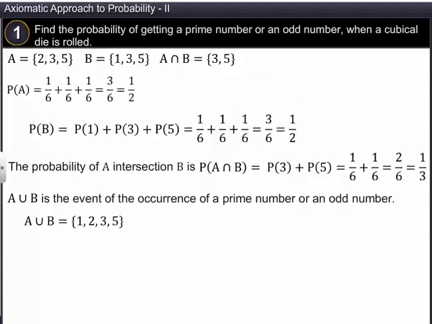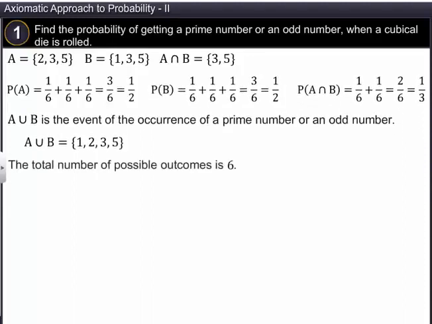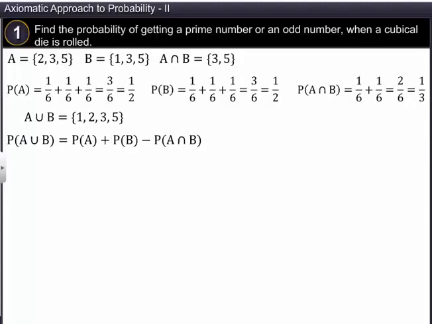We know that P of A union B is equal to P of A plus P of B minus P of A intersection B. On substituting the values of P of A, P of B, and P of A intersection B, we get 2/3. Hence, the required probability is 2/3.